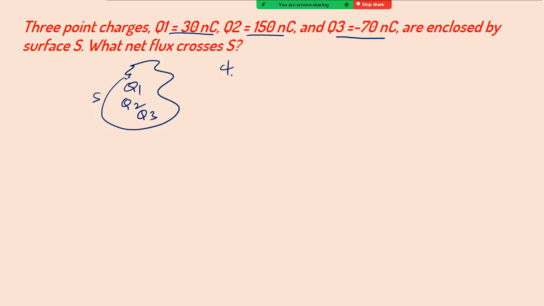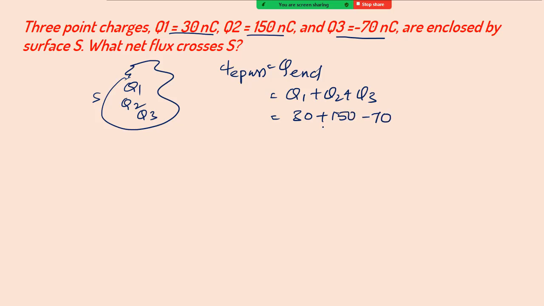What is Gauss law? Net electric flux passing through any closed surface is equal to the charge enclosed by that particular closed surface. But here three charges are there. So just add all those charges, Q1 plus Q2 plus Q3. Q1 is 30 nano, Q2 is 150 nano, and Q3 is minus 70 nano. So how much will you get? 150 minus 70 is 80, 80 plus 30 is 110. All are in nano coulombs. So this is the answer.